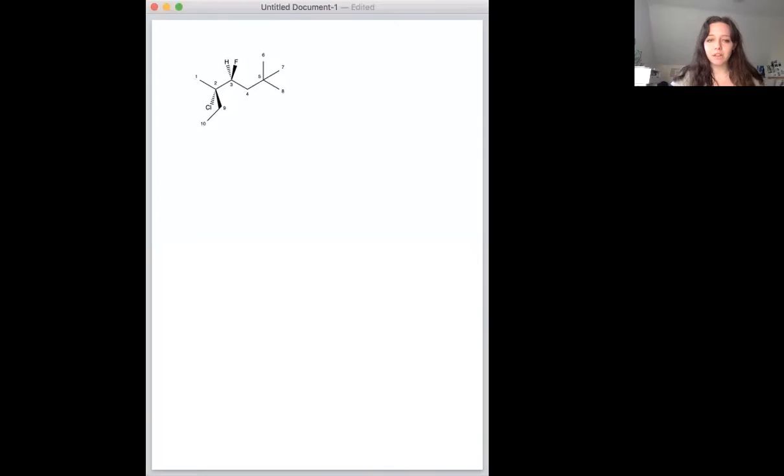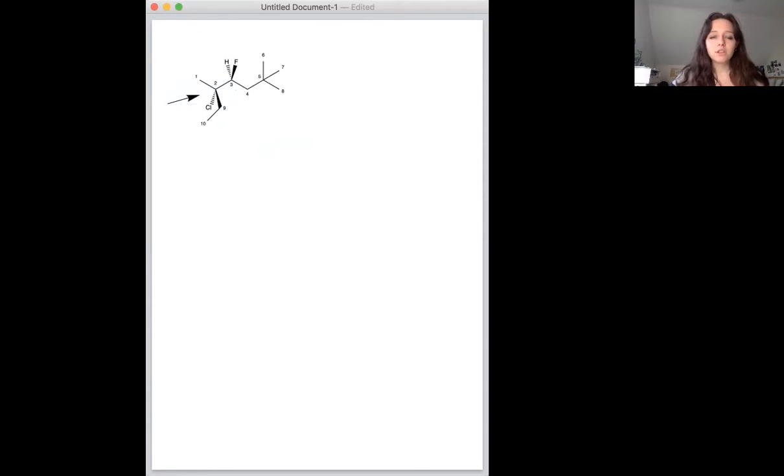So to get started, we're going to work with the example of this kind of ugly looking molecule. We're given it here on the page as a Sawhorse projection. And let's say we want to draw the Newman projection looking down bond 2, 3. So here's carbon 2, here's carbon 3. This is the bond we're going to look down, and we're going to put carbon 2 in the front, carbon 3 in the back. So you can imagine that if this arrow is your eye, it would be right here, okay?